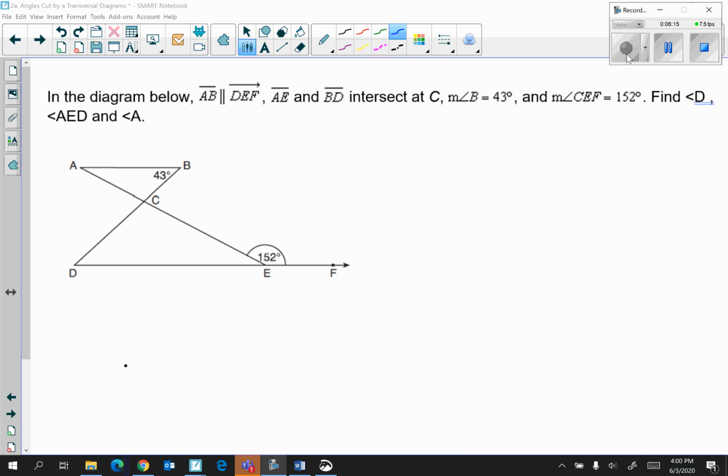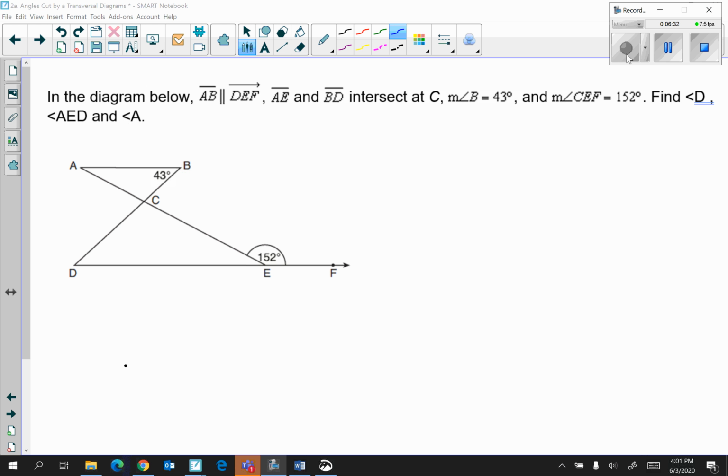Last, we have in the diagram below, AB is parallel to DEF. AE and BD intersect at C. Measure of angle B is 43 degrees. Measure of angle CEF is 152. Find angle D, angle AED, and angle A.